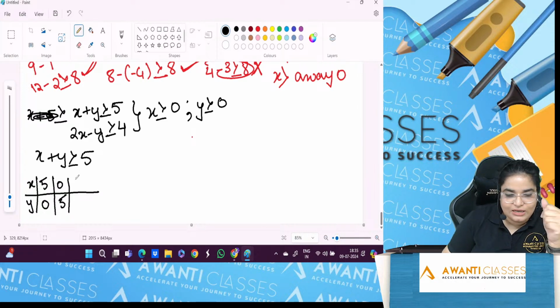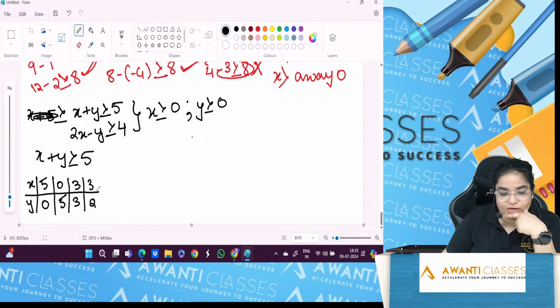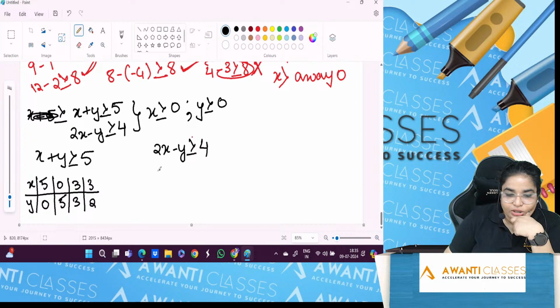Now, what else can we take? We can take anything else. If I take 3 and 3, will it work? Yes. Correct, no? 3 and 3, 6. Similarly, if I take 3 and 2, will it work? Yes. Equal to 5, it will work. Let us look at the second equation. 2x minus y greater than equal to 4.